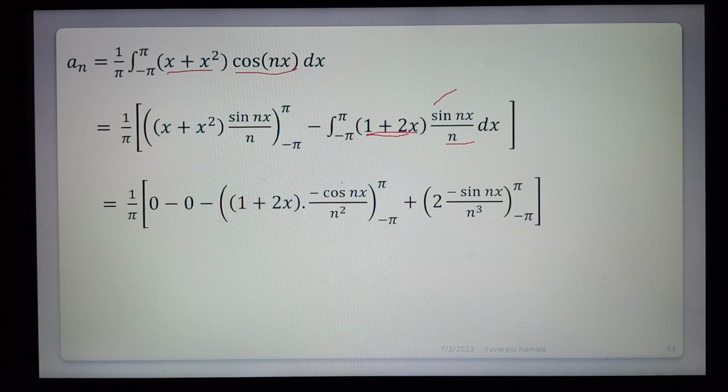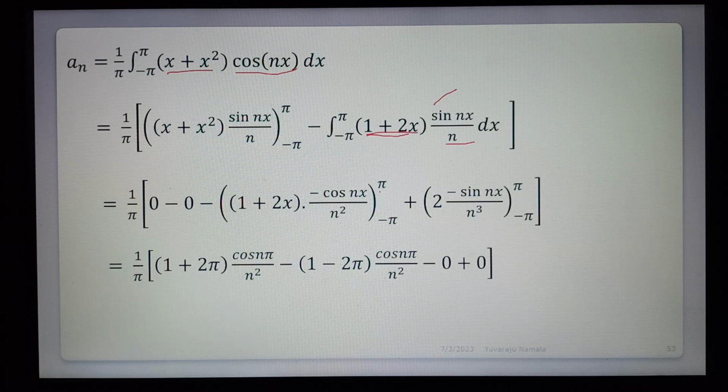So u into v: u is 1 plus 2x into the integration of sin nx, which is minus cos nx by n square, with limits minus 5 to 5, plus the derivative of 1 plus 2x, which is 2, a constant, and the second integration of sin nx, that is minus sin nx by n cube, with limits minus 5 to 5. Substituting the limits, 1 by 5 into, at x equal to pi, 1 plus 2 pi cos n pi by n square. Next, the lower limit, 1 minus 2 pi, minus of minus plus cos of minus n pi, cos n pi by n square. Here the upper limit sin n pi is 0, and the lower limit minus sin n pi is 0.